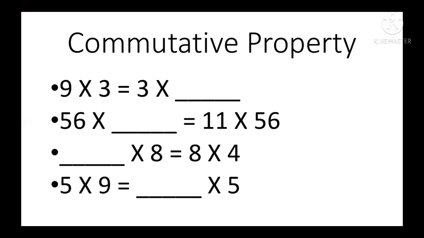So what will be the answer for the first blank? What number will be put on the first blank? 3 and 3 are finished, so we have to put 9. Very good. So what will be the answer for these two? 9 times 3 equals 3 times 9 equals what? What is 9 times 3? 27. Very good.